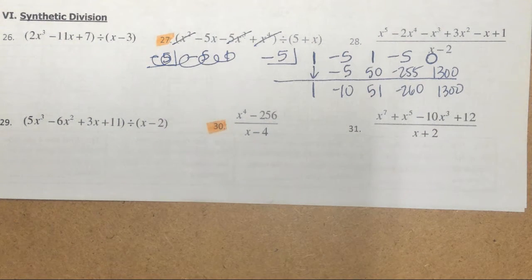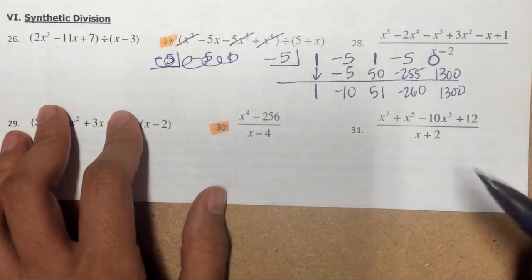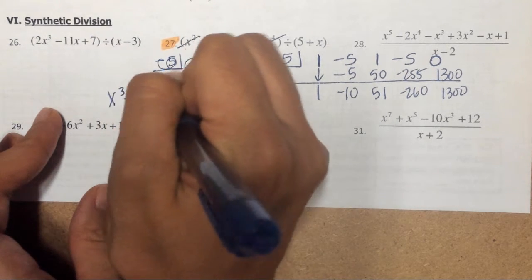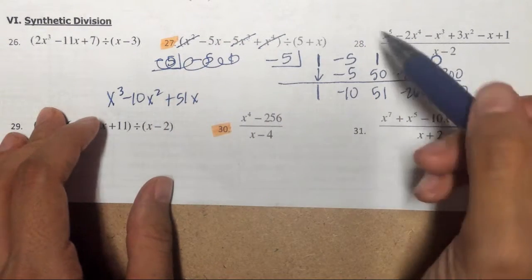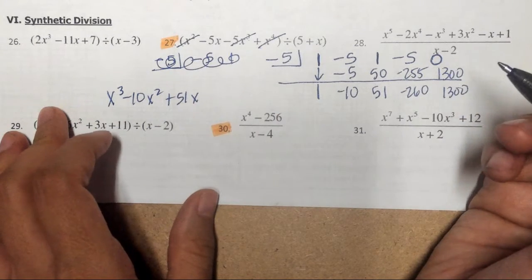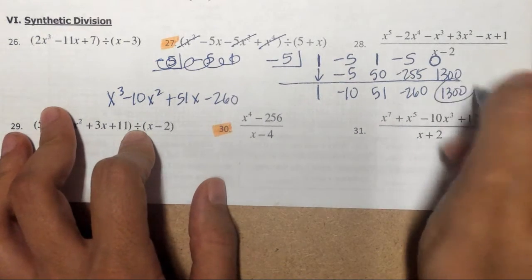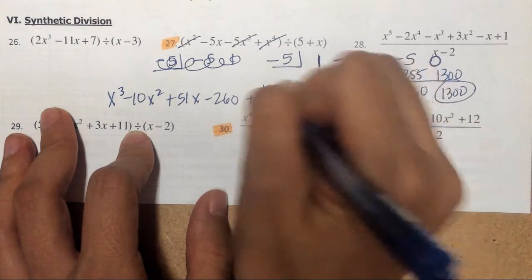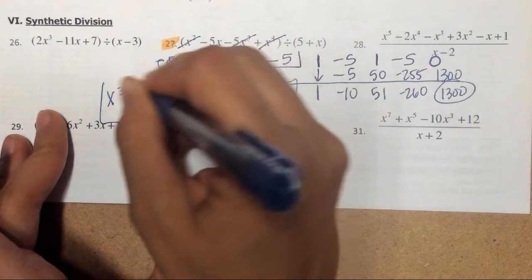So your answer is always one less. Since this is x to the 4th, this is now going to be x to the 3rd. So my answer is going to be x to the 3rd minus 10x squared plus 51x minus 260, right? And then this is our remainder, so plus 1,300 over, I'm going to say x plus 5 because that sounds nicer. That's my final answer.